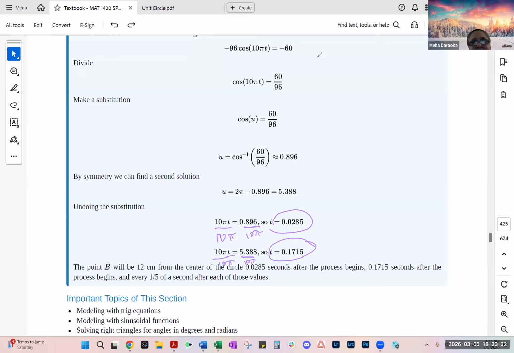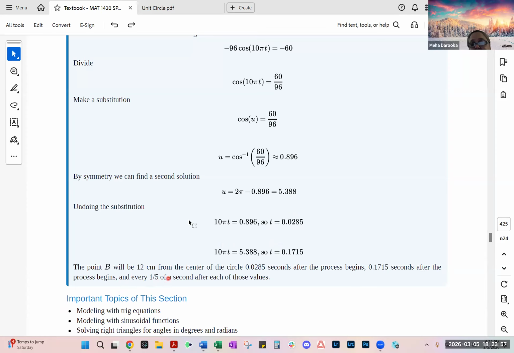So basically, we are saying that for two different times, the point B, which is moving that piston, will be 12 centimeters from the center of the circle. So they're telling us the point B will be 12 centimeters from the center of the circle at 0.0285 seconds after the process begins and 0.1715 seconds after the process begins, and then every 1/5 of a second after each of these values.